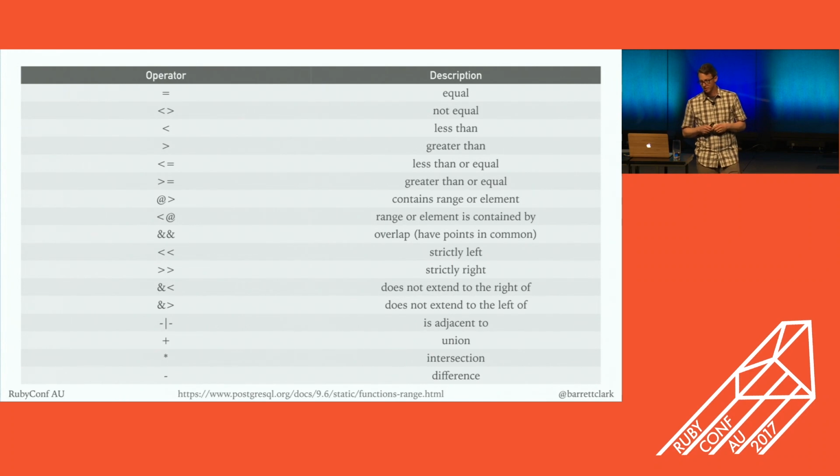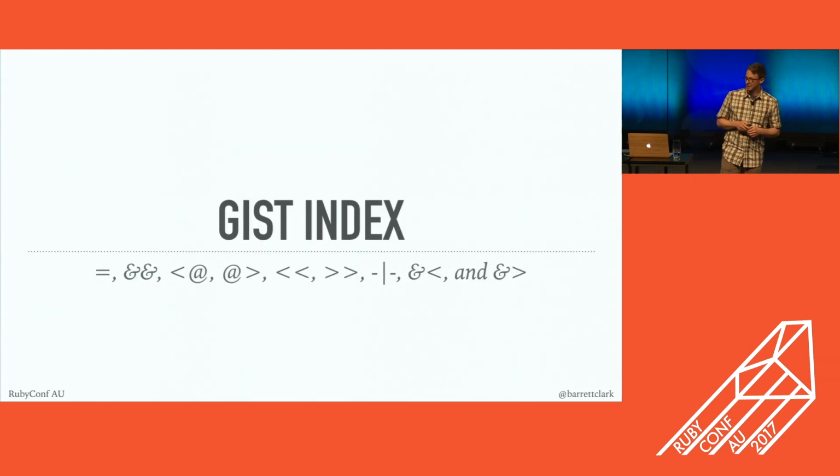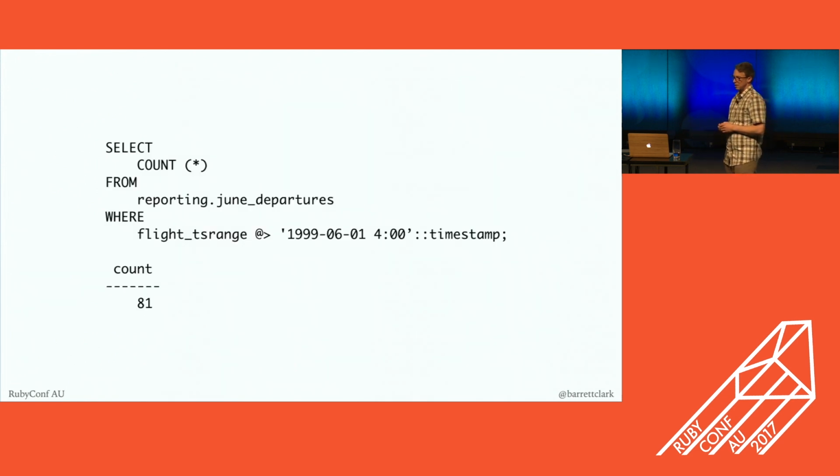Range data types have a bunch of weird-looking special operators that can help us dig into and quickly get the results that we need. And the GiST index can make most of those operators faster. So here's an example using that flight data that looks to see all of the flights that contain a particular timestamp. So all the flights that were in the air at this particular point in time. That @> means contains. And so I can tell you, I don't know what time zone this was in, but at 4 in the morning on June 1, 1999, there were 81 flights in the air.